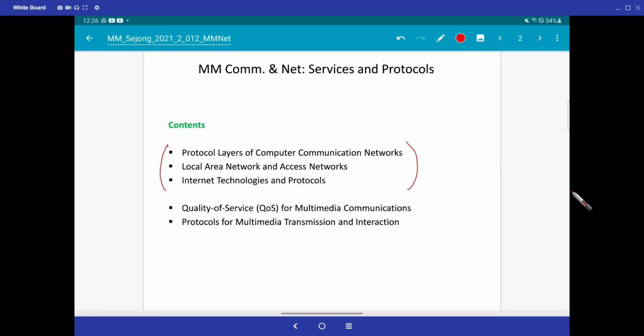Now the second thing is this one. After we have the review, then we will see the quality of services for multimedia communications and protocols for multimedia transmissions and interaction.